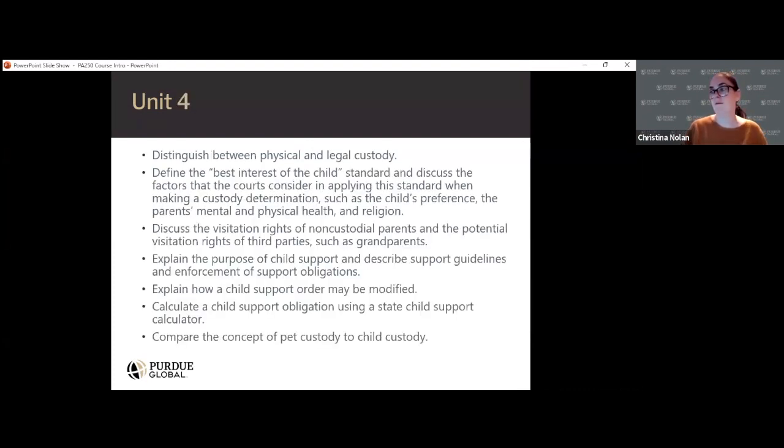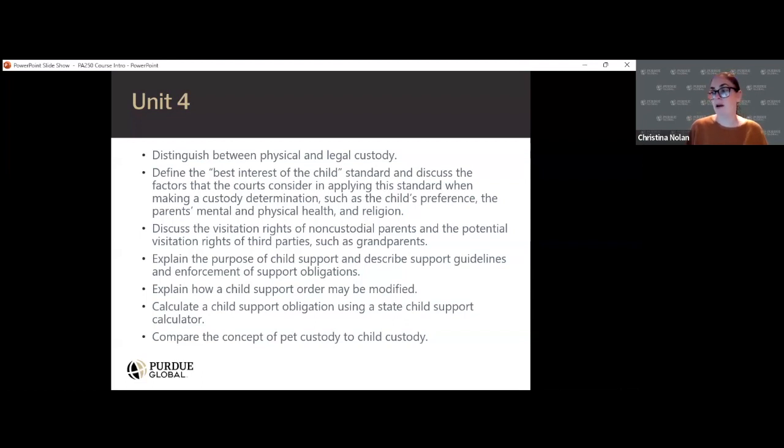So Unit 4 really focuses on child support and child custody. We'll look at the best interest of the child standard. You may have heard of this. This is central to the determination of custody. We'll look at the visitation rights. This has also become an issue lately. So there may be somebody important in the family, like a grandparent, that may want visitation rights. We're going to look at some cases involving this.